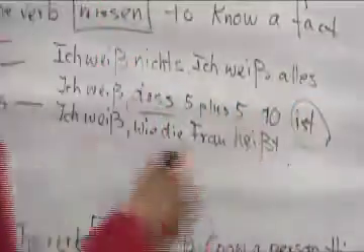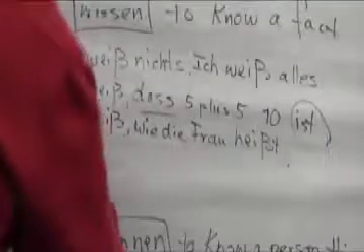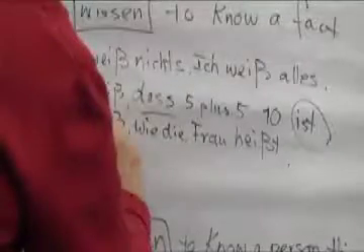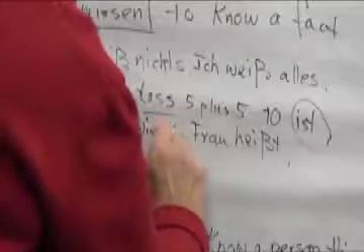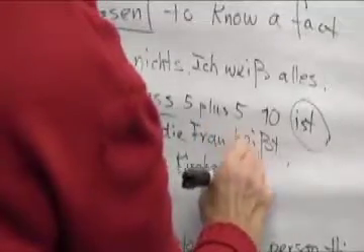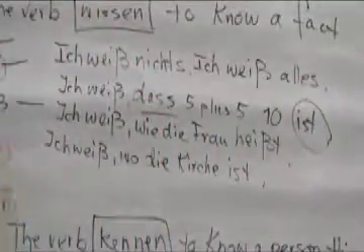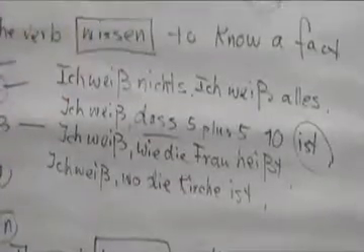Or you know where a building is, right? You can say, ich weiß, wo die Kirche ist. For example, you know where the church is. Ich weiß, wo die Kirche ist. This is factual information. And that's when we use a conjugation of the verb wissen.